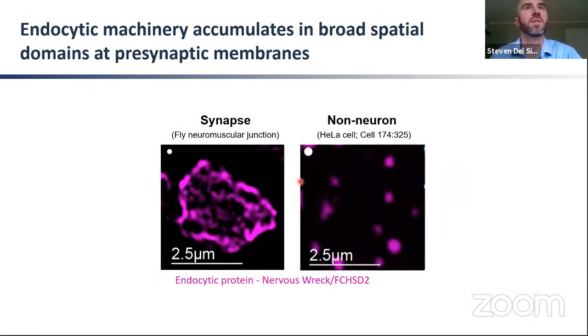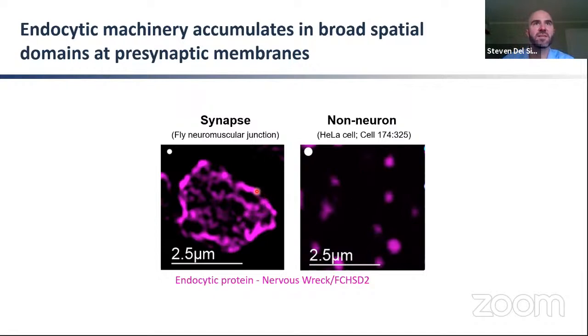So I would say the most obvious difference is simply the way these molecules are distributed at synaptic membrane. So on the left here is a model synapse. This is the fly neuromuscular junction, which is the model system that I work on. And on the right here is a HeLa cell. And so this is in magenta, the fly protein Nervous Wreck, which I'll tell you about in more detail in a minute. And then its mammalian homolog FCHSD2.